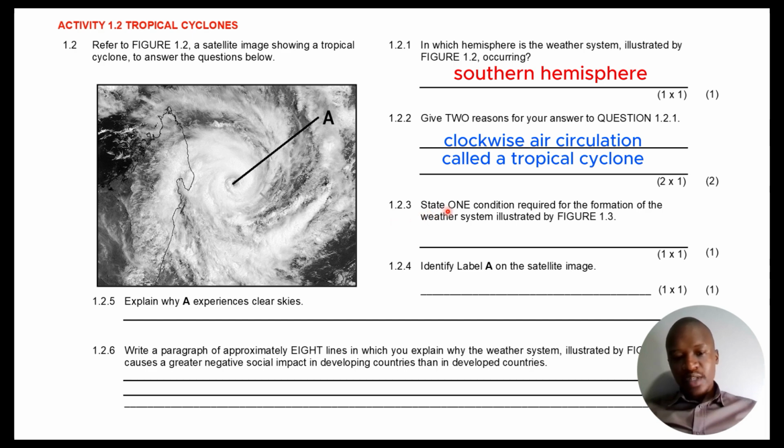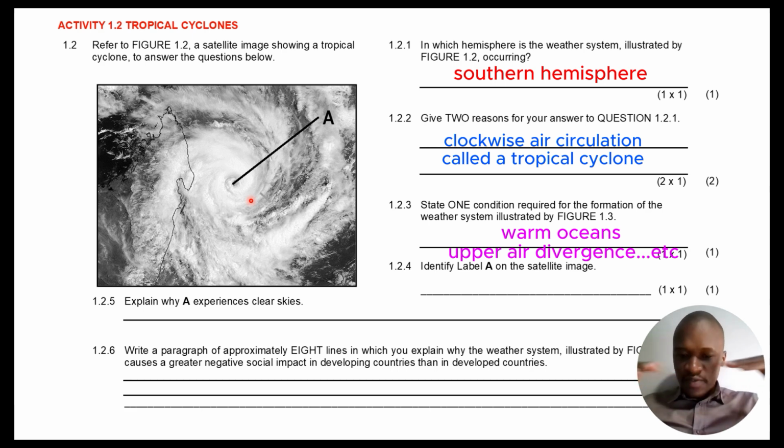1.2.3. Give one condition required for the formation of this weather system. There are a lot of conditions necessary for the formation of a tropical cyclone. Number one, we need warm oceans of about 27 degrees Celsius. Some textbooks will tell you 26.5 degrees Celsius, but the key there is we need warm oceans. Number two, we need surface convergence and upper air divergence.